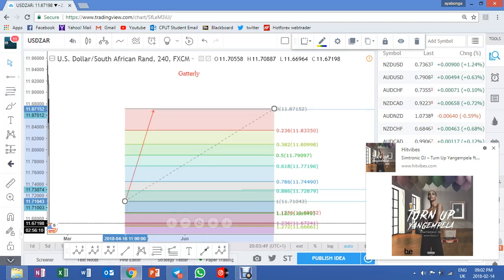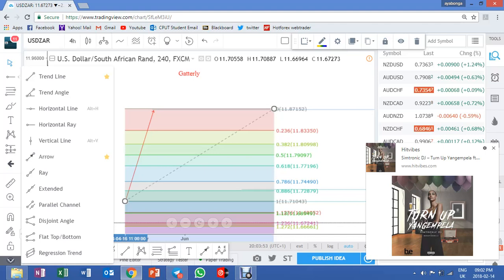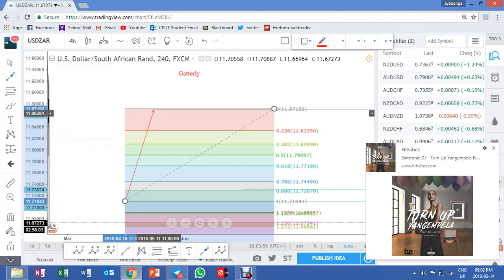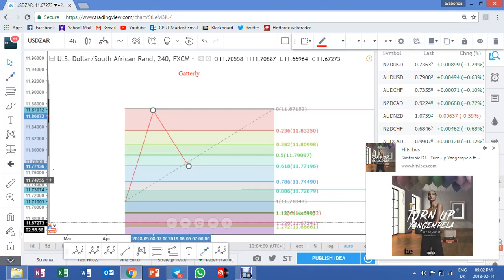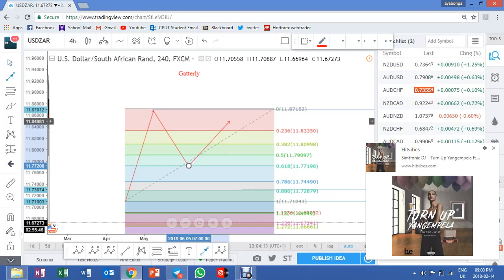From there, you look for your point B, and your point B should at least touch 61.8% here, but not more than this level. It cannot touch here. So this is your point B, and then your point C is this one. It must end anywhere below your 0 or between your 0 and 23.6.